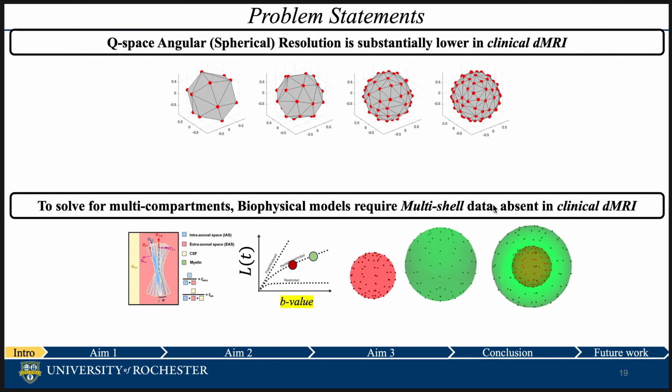This brings us to our problem statement. In clinical diffusion MRI, the number of samplings in the Q space is substantially reduced. And also, to solve for multi-compartments, biophysical models require multi-shell data, but in clinical diffusion MRI, that's not available. So we have to rely on single shell data to solve for multi-compartments.